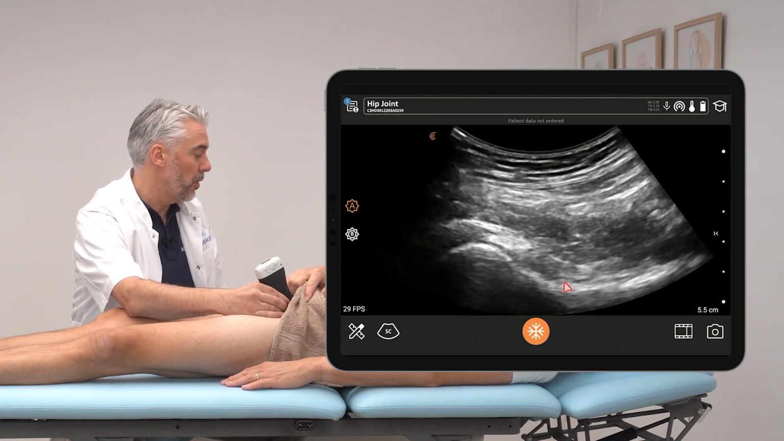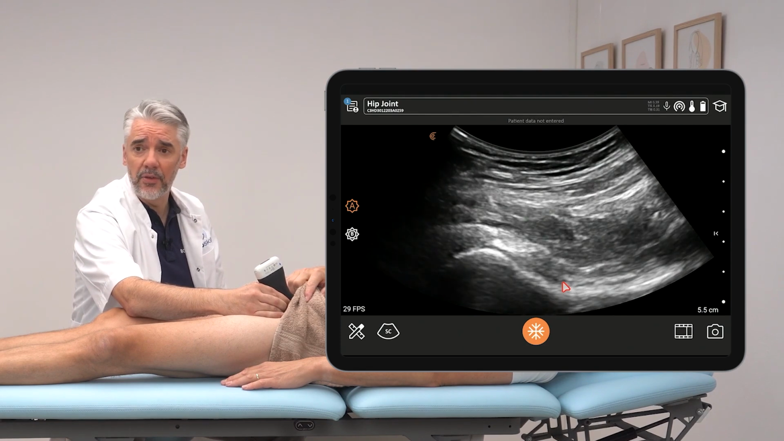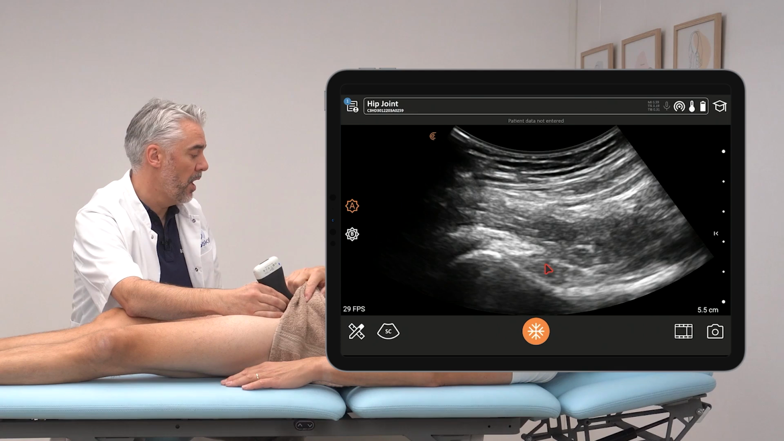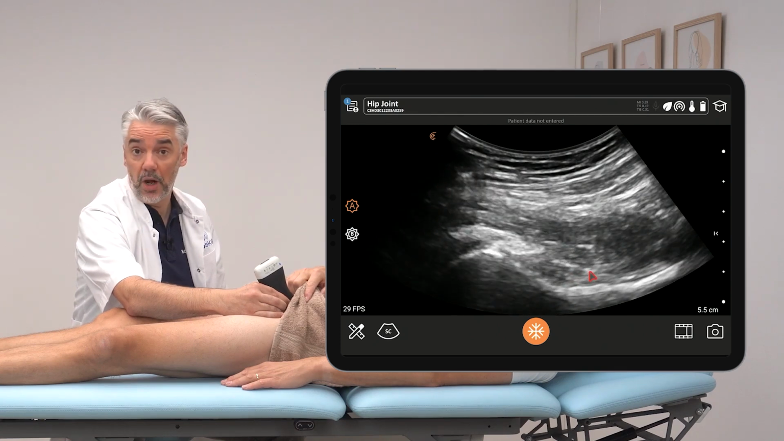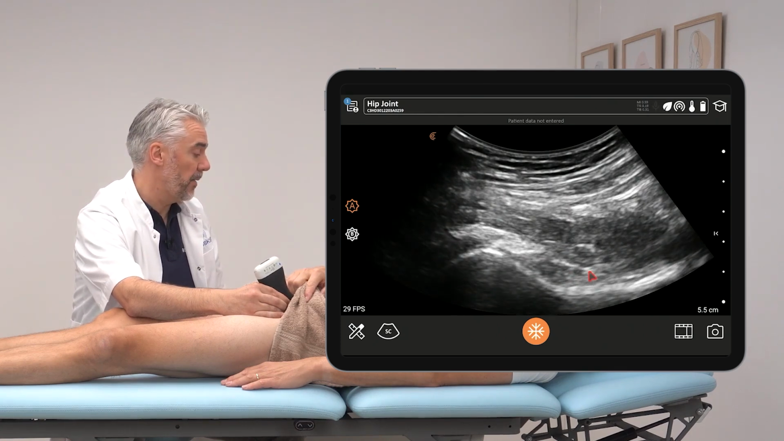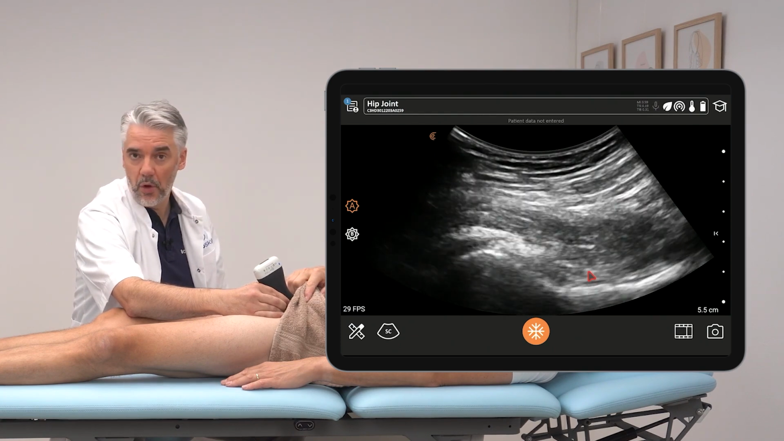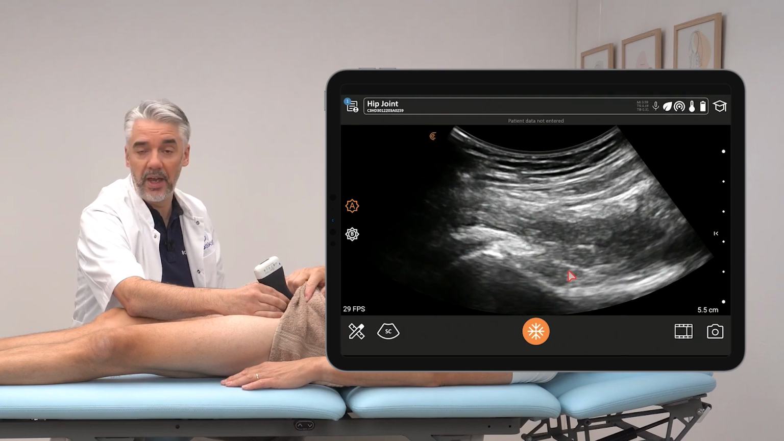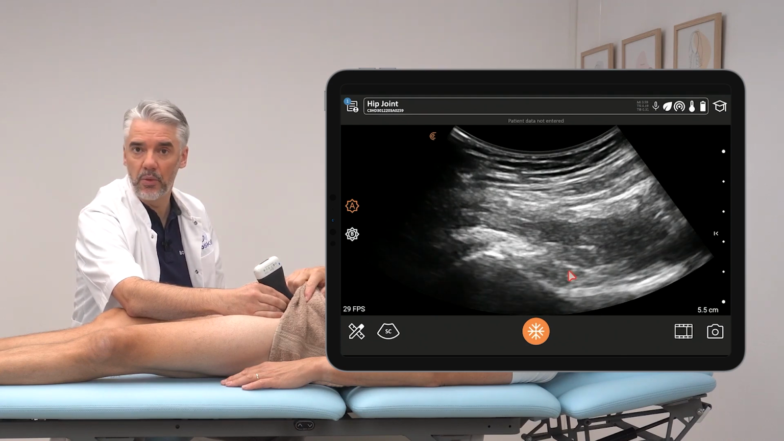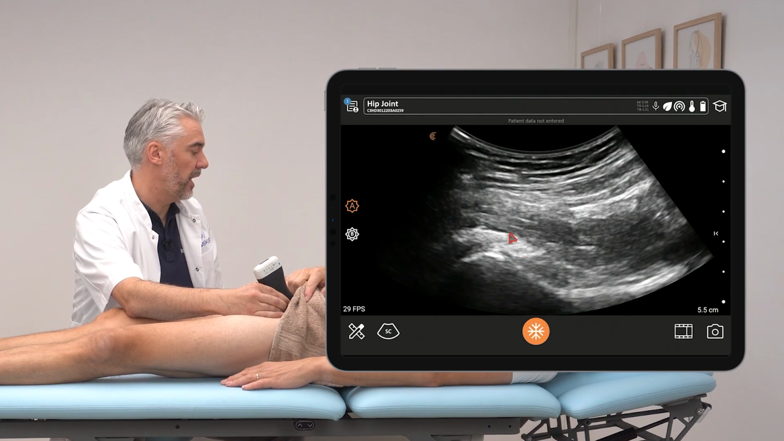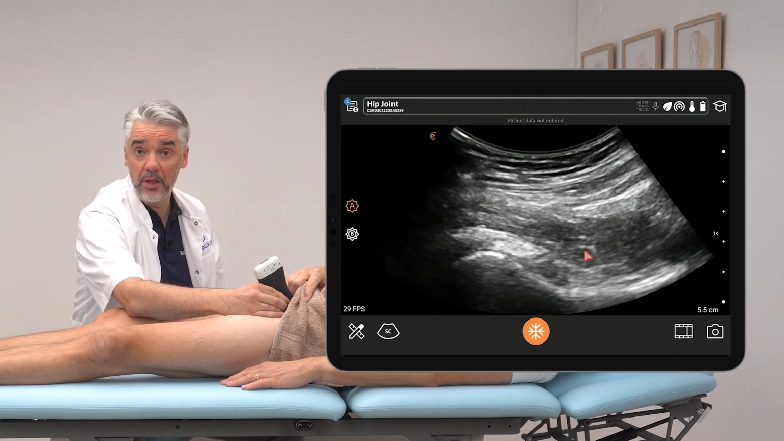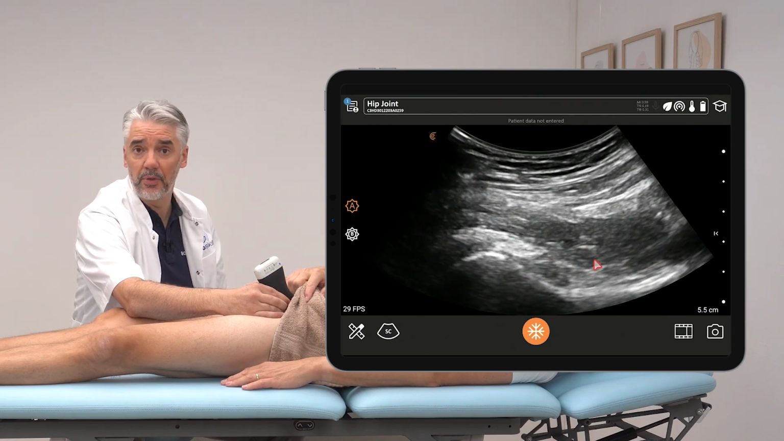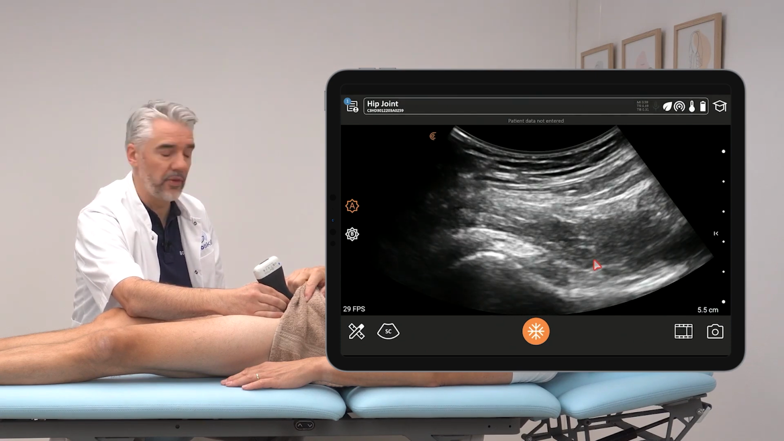So to grade this fluid, we're going to look at the capsule. Is it more concave, so following the bone? Then it's normal, it's grade 0. If the capsule is straight with an anechoic zone underneath, it's a grade 1. Is the line a little bit higher, so more fluid underneath, that's a grade 2. And is there a convexity of the capsule, that would be a grade 3 synovitis.